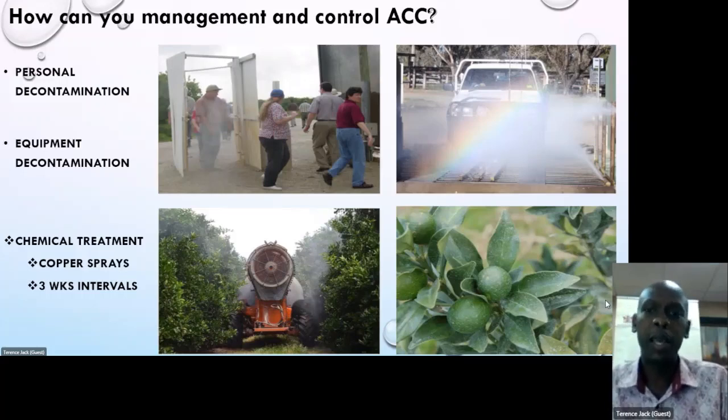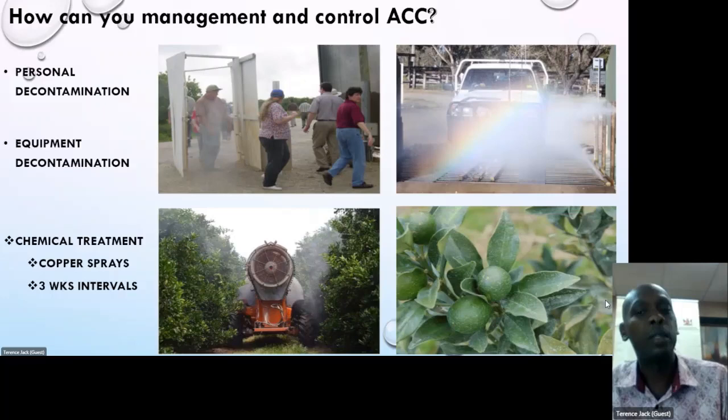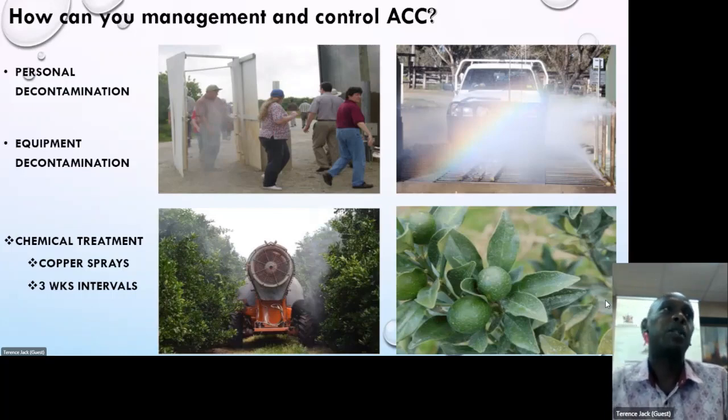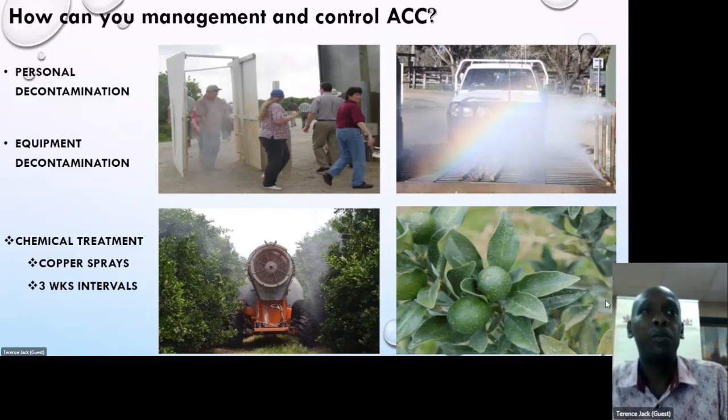Also, for control, we can also practice personal control, personal decontamination. We can also do a personal thing to prevent the entry of this disease into Trinidad and Tobago. So on the farm, citrus canker infestation can be prevented and controlled by practicing personal decontamination and sanitization on the farm site. And this can be done when we are entering into the farm and when we are leaving from the farm. Personal decontamination will prevent the disease from moving from one location to another.